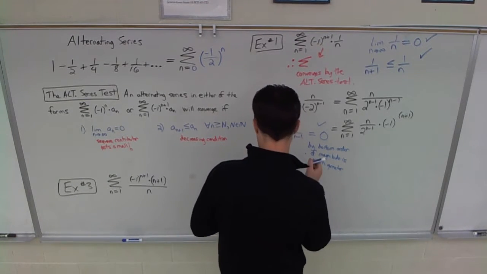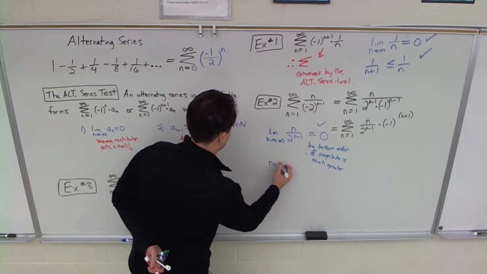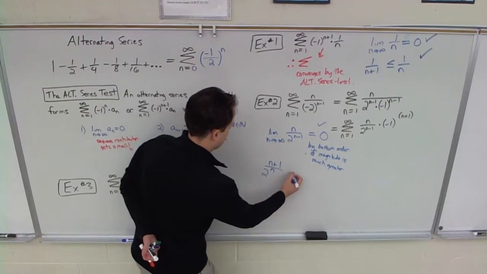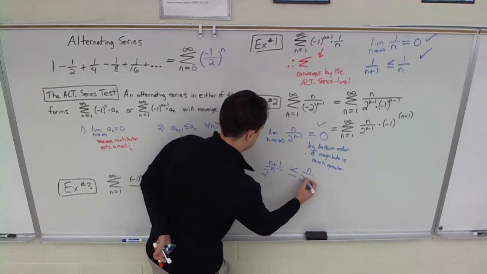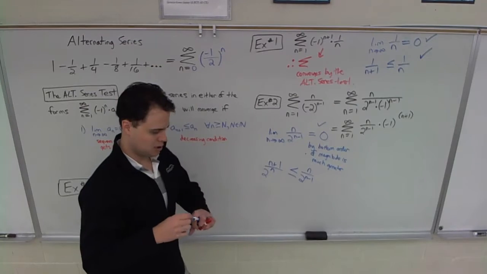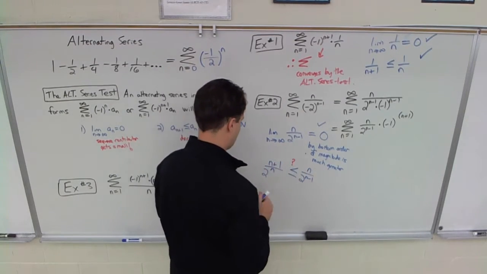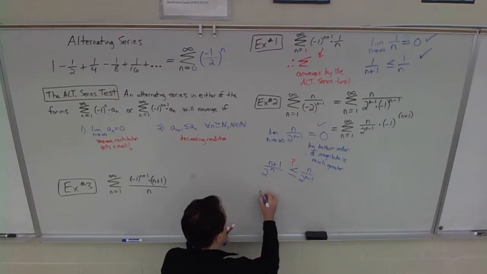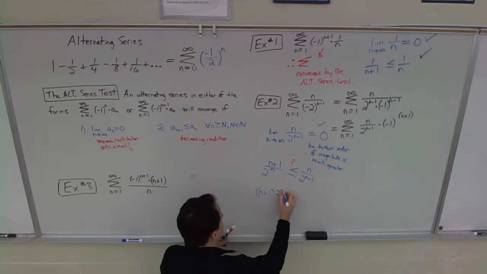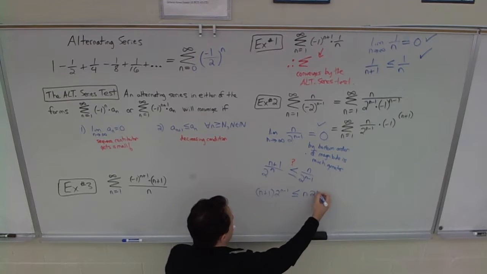Condition 1 is done. Condition 2, is it decreasing after some spot? So let's see. If we go to the n plus 1 term, that's going to be that. And n minus 1 plus 1 is 2 to the n power. Is that smaller than that? I'm really not sure right now, so definitely going to put a question mark there. Should we do a little bit of cross multiplication? So I'm going to go n plus 1 times 2 to the n minus 1 is less than or equal to n times 2 to the n.